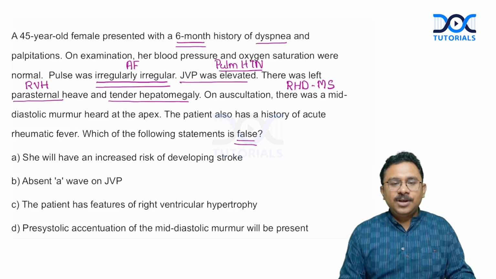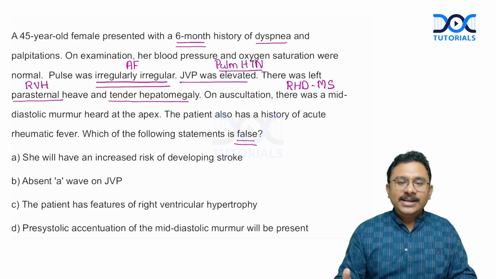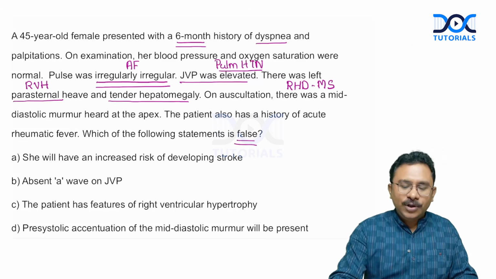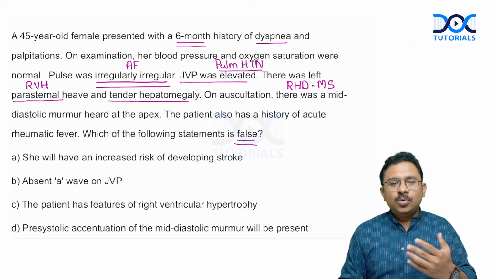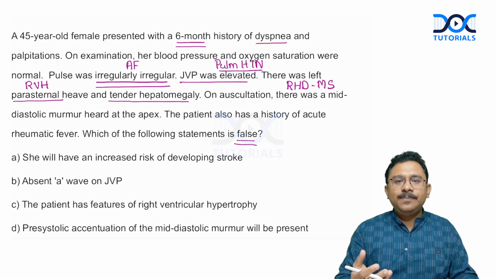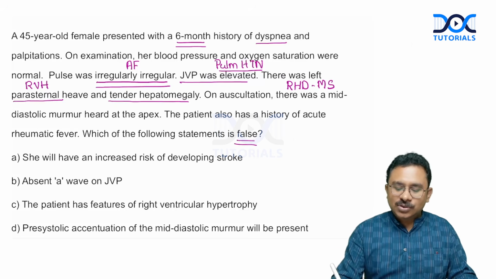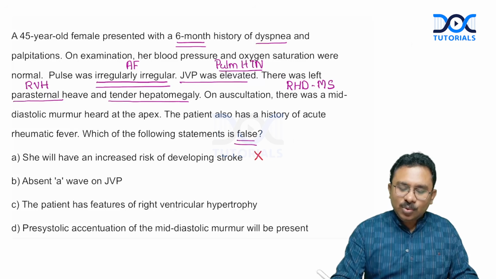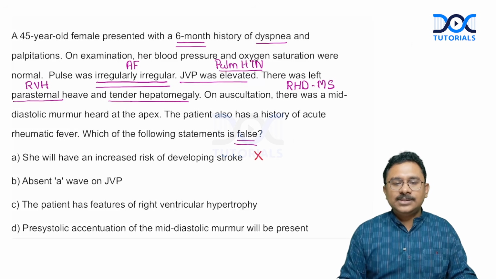Regarding the first option, she will have an increased risk of developing stroke. What do you think? Obviously, it's a true statement. A patient with RHD-MS having atrial fibrillation is highly likely to develop a clot in the left atrium, and the clot is likely to dislodge and it can definitely produce a stroke. So that is definitely a true statement. That is not going to be the answer.